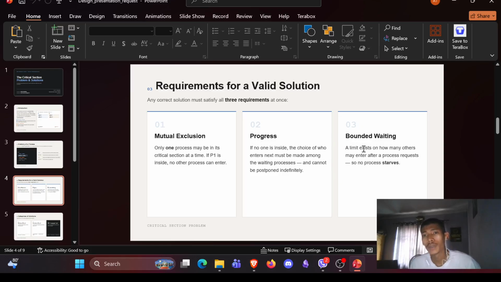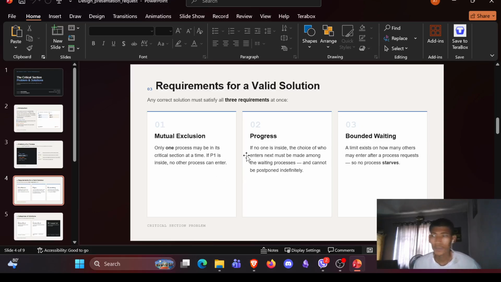And the third one is bounded waiting. A limit exists on how many others may enter after a process requests, so no process is left waiting forever. This prevents starvation. Miss even one and the solution is considered incorrect. Those three are the requirements for valid solutions to the critical section problem.